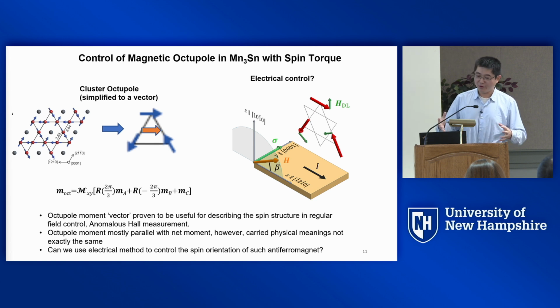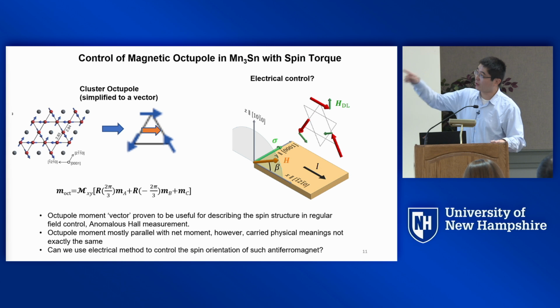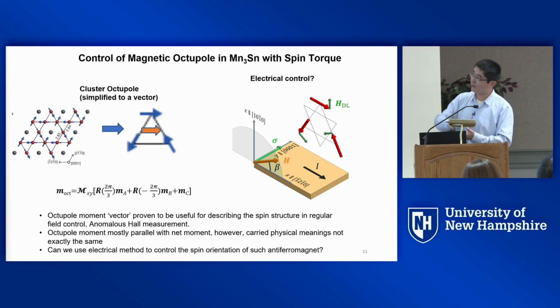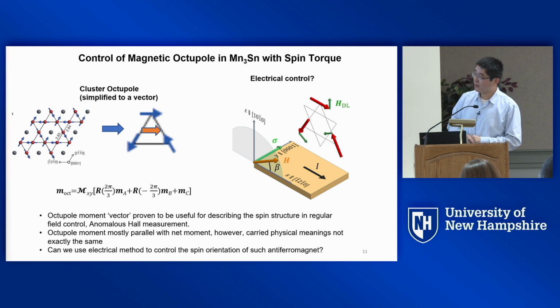But people found that if you constrain your discussion to within the Kagome plane to talk about the coherent rotation of all three spins, then you can come up with an effective vector. They call it the octupole vector. This octupole vector captures the coherent rotation of all of those spins. At the same time, experimentally, you will find that this so-defined octupole moment is mostly parallel with the net magnetic moment. So it does have some physical correspondence.